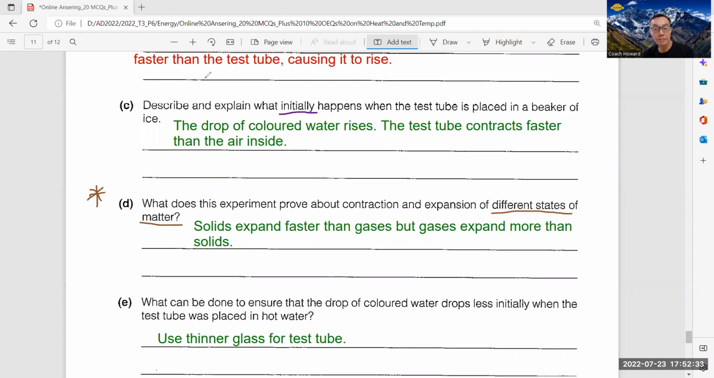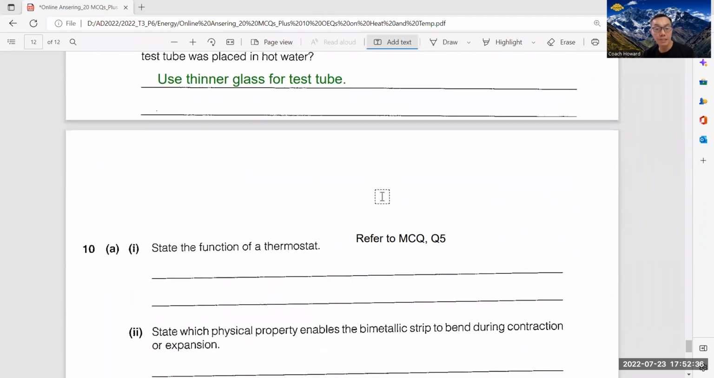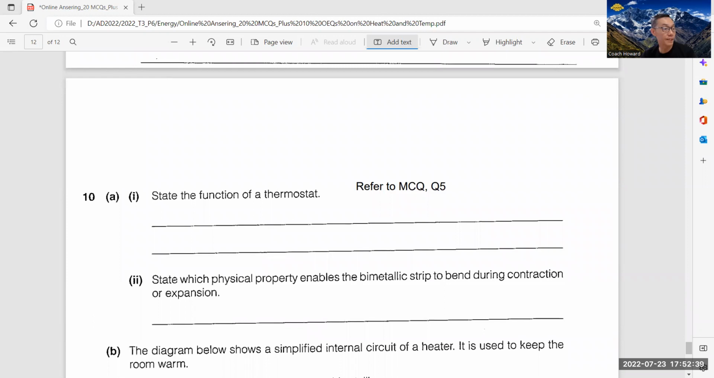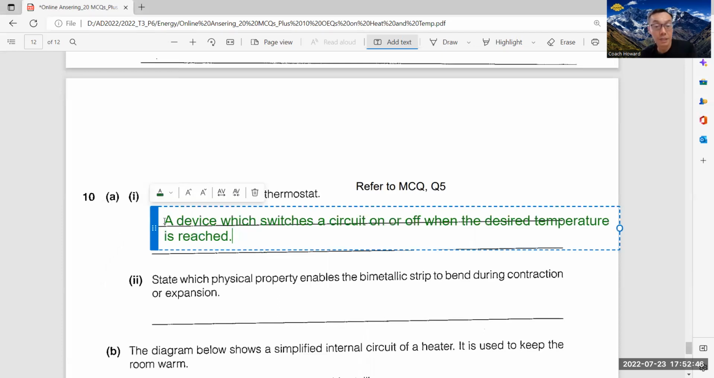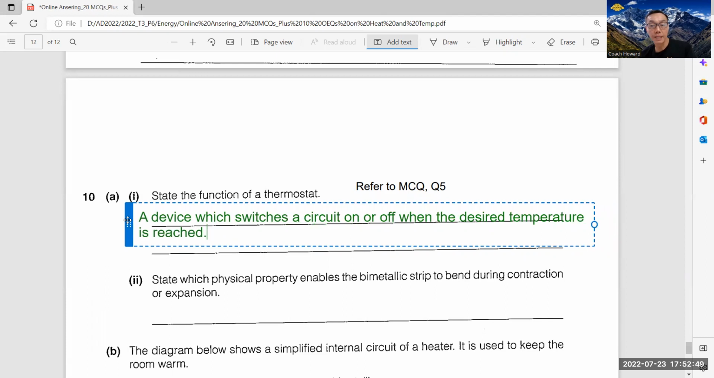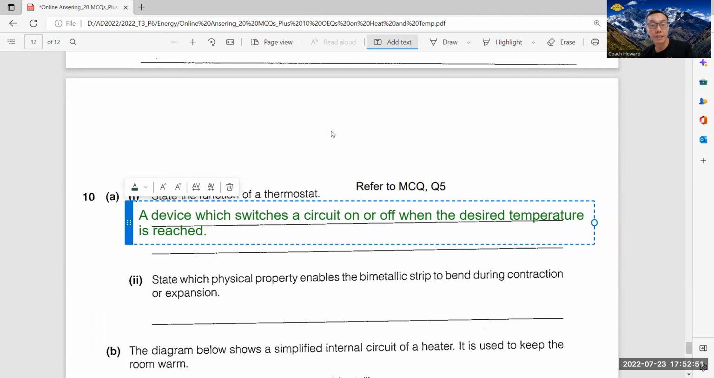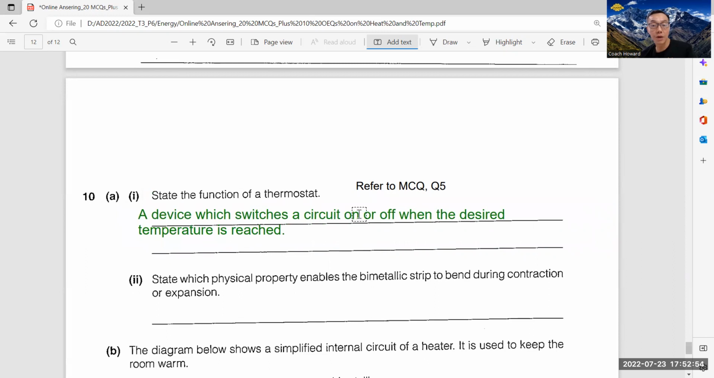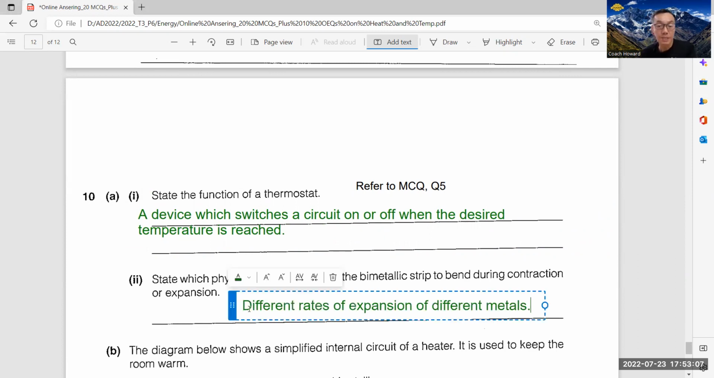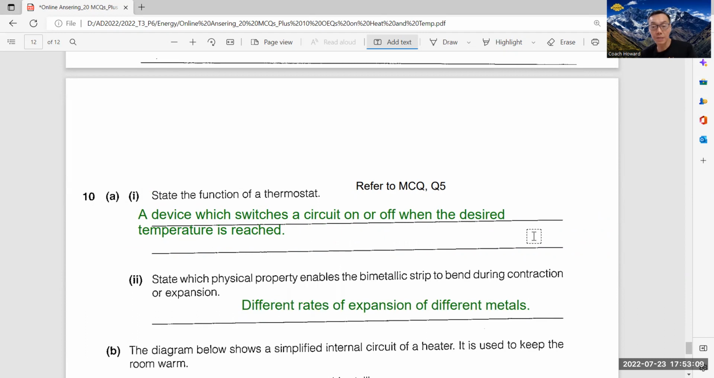Okay, next question. State a function of thermostat. So the question 5, the MCQ: a device which switches a circuit on or off when the desired temperature is reached. So this is a function of the thermostat. Okay, what physical property? This is due to the different rates of expansion of different matters. So the property is this one, different rates of expansion of different matters.